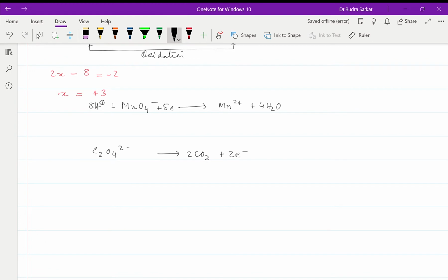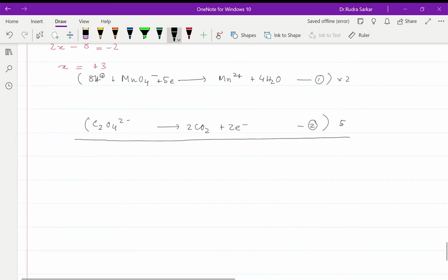So now before we add equation 1 with equation 2, think of these equations as simultaneous equations, and you have to make the electrons equal over here. So for that, this whole equation we will multiply by 2, and this whole equation we will multiply by 5. That will make our number of electrons equal, and then we add them so that they can be cancelled.